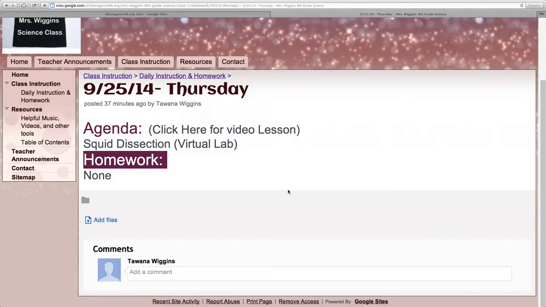All right, for today's lesson, we are going to be doing a squid dissection virtual lab. So you all should have a sheet of paper in front of you that says squid dissection virtual lab and says background information. And then on the back, it has a diagram of the squid that we're going to be looking at. For homework, you do not have homework today.